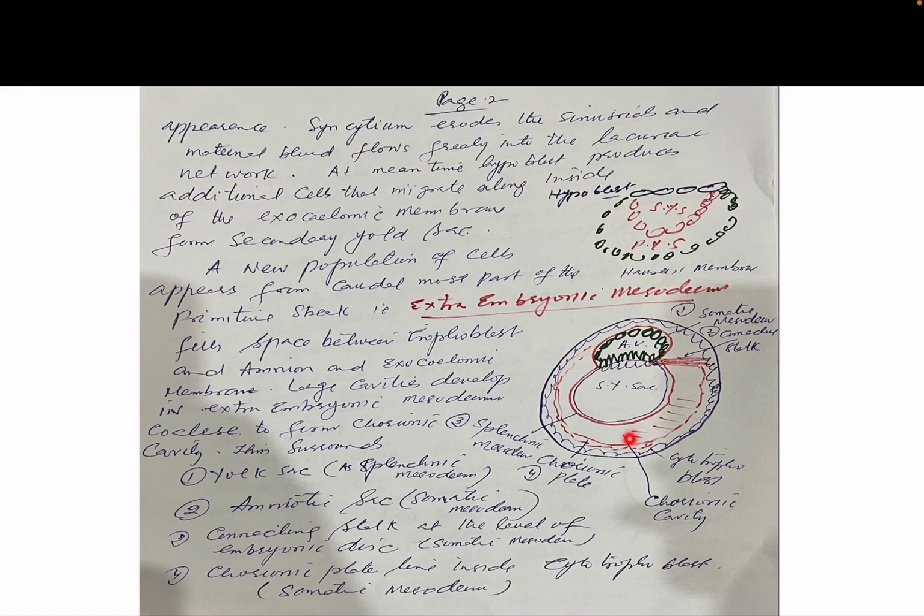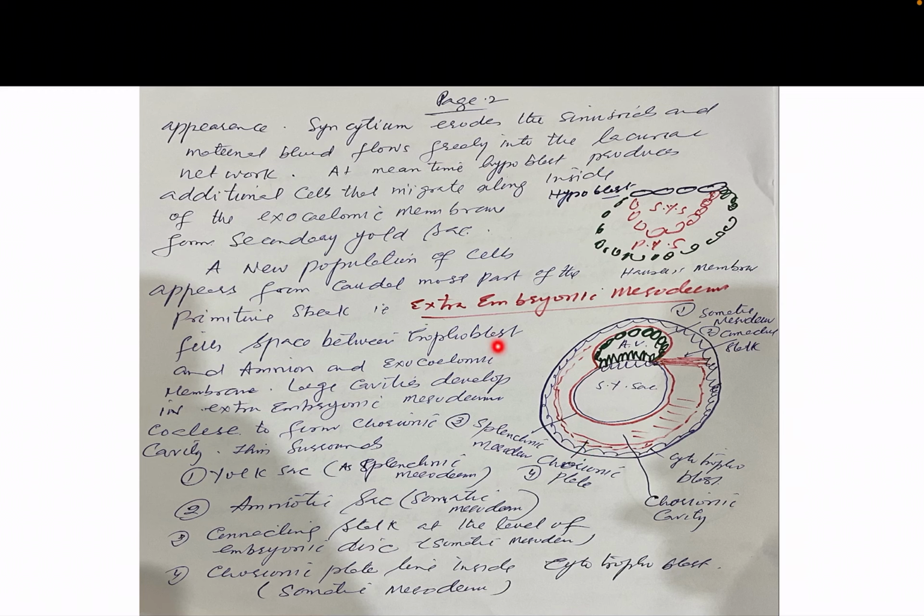Now this second cavity: first it was filled, but after the disappearance of the extraembryonic mesoderm from the center, this cavity is given the name chorionic cavity, with reference to the chorionic plate. The chorionic plate actually includes three things: the extraembryonic mesoderm layer, the cytotrophoblast, and outer is the syncytiotrophoblast. These three together form the chorionic plate. So this extraembryonic mesoderm is part of the chorionic plate.